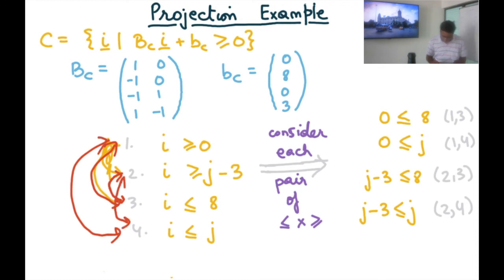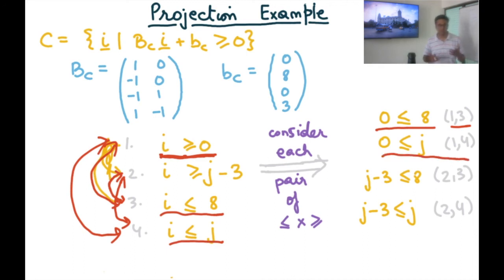So for 1 and 3, I have I is greater than or equal to 0 and I is less than or equal to 8. What does that give me? It gives me 0 is less than or equal to 8. Similarly, 1 and 4, I is greater than or equal to 0, I is less than or equal to j. That gives me 0 is less than or equal to j. Right? I'm just using the Fourier-Motzkin method.